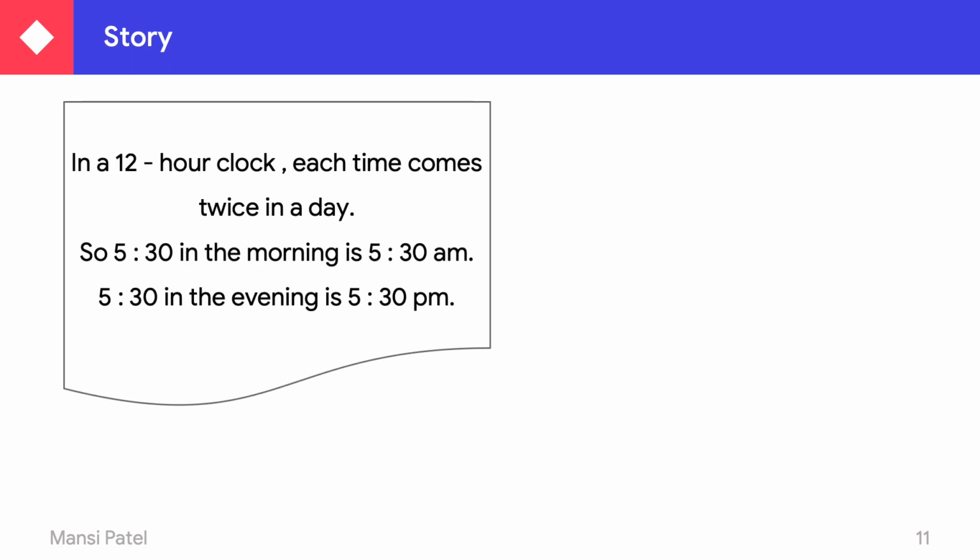In a 12-hour clock, each time comes twice in a day. Why? Because to complete one day, the hour hand moves two times around the clock. At that time, our one day is complete. So if it is 5:30 in the morning, we have to write down 5:30, but after that, we have to write down AM. And if it is the same time in the evening, it means 5:30 in the evening, then we have to write down 5:30 p.m.